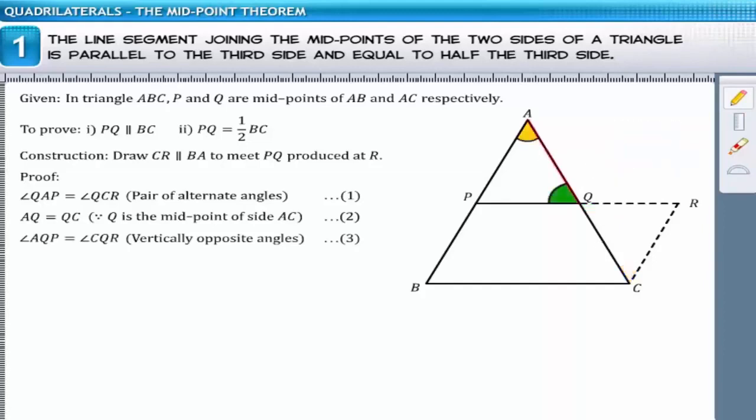Thus, two angles and the included side of triangle APQ are equal to the two angles and the included side of triangle CRQ. Thus, by the ASA congruence rule, triangle APQ is congruent to triangle CRQ. Now, since the corresponding parts of congruent triangles are equal, PQ is equal to QR, or PQ is equal to half of PR.